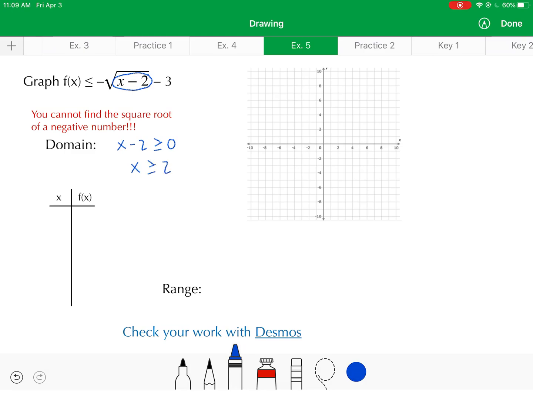All right, now I'm not going to show quite as much work this time. I'm just going to plug the 2 in there. If I were to evaluate f of 2, that would result in -3 for y. Next value I would plug in would be 3. That's going to give me -4 for y.